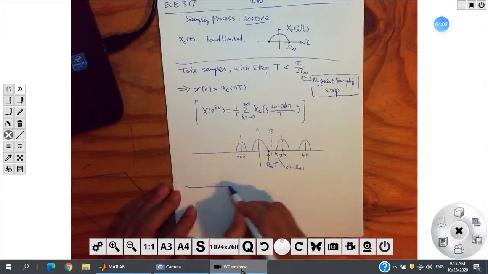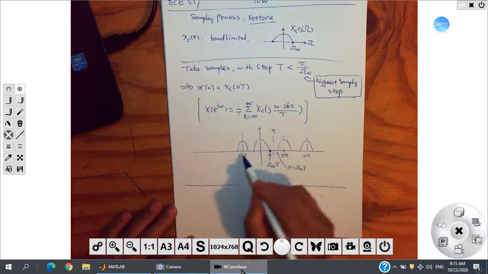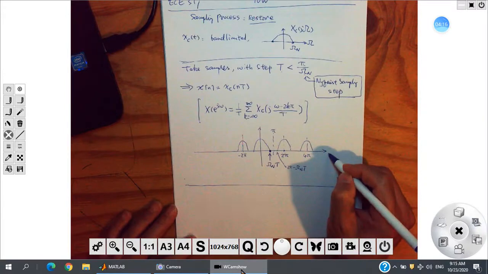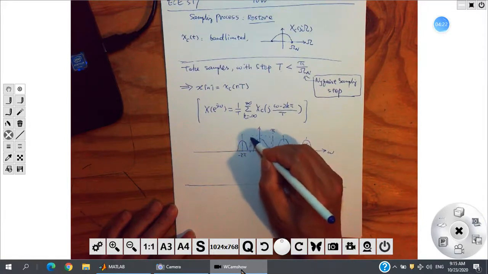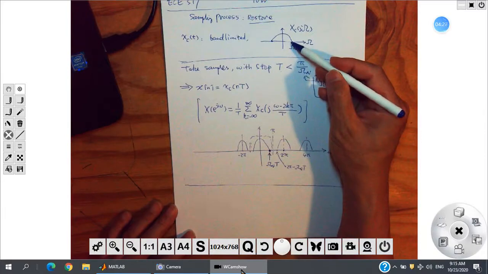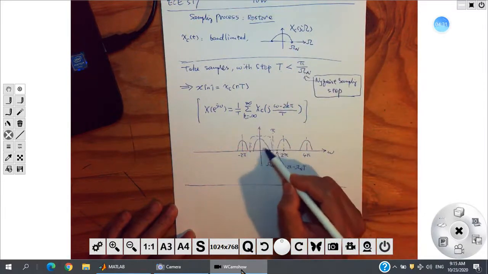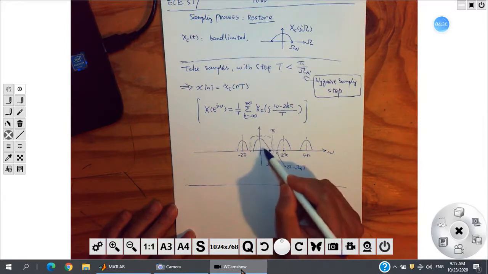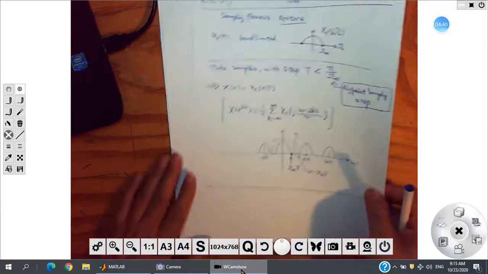Okay, this is x of n. Now how to restore? When you look at this spectrum in the frequency domain, you see this part contains all the information of this one. So to restore, you just try to find the signal with this spectrum in the frequency domain, and that will be fine.